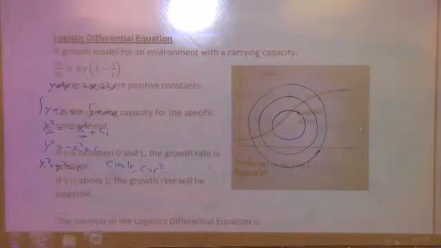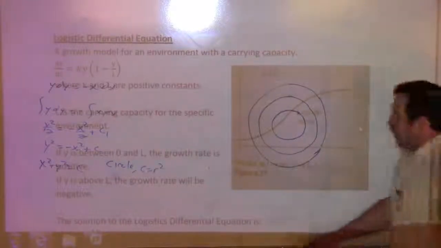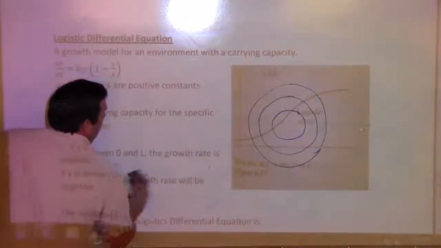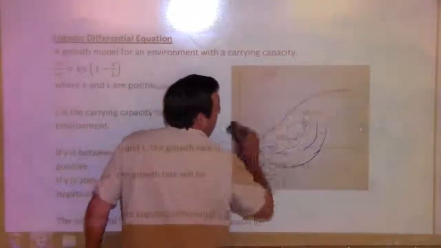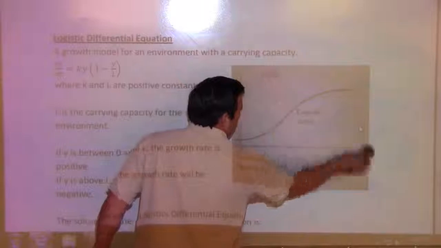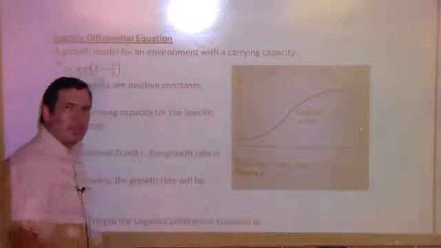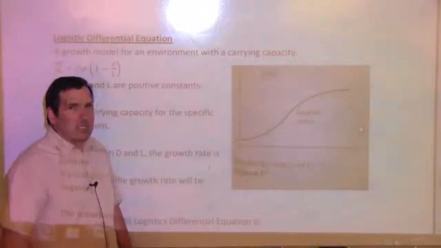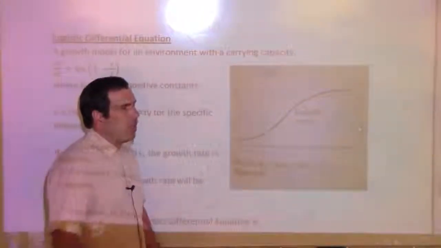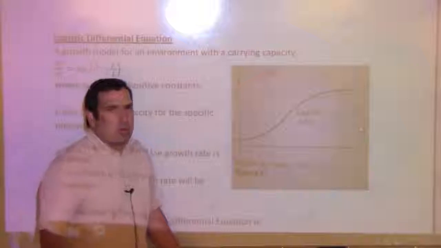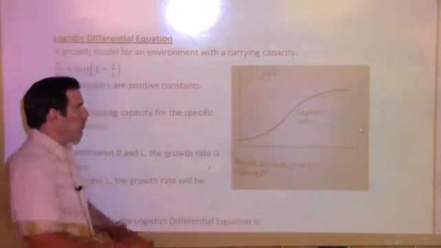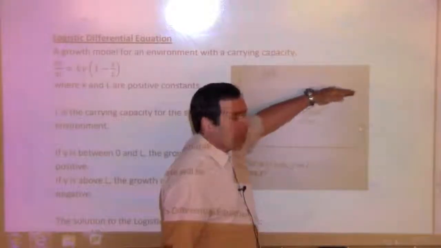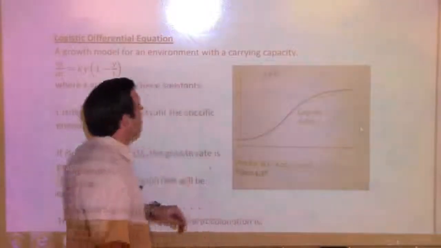A logistic differential equation: a growth model for an environment with a carrying capacity. Environments have carrying capacities. They can't sustain an infinite number of anything. Our planet can only sustain so many humans. I hope we don't reach a point where we're so out of resources that people can't survive. But population would increase and start leveling off as you reach carrying capacity.